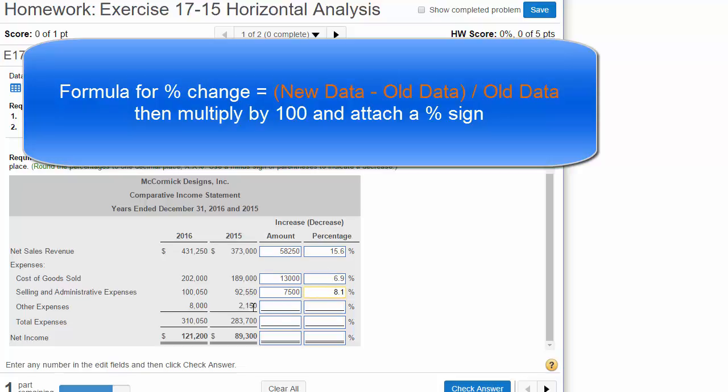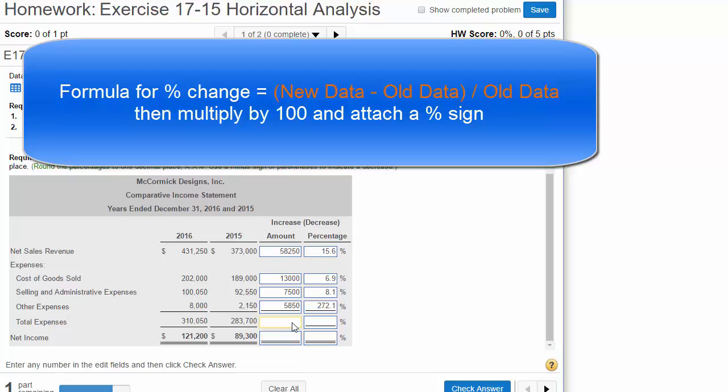Then we've got other expenses. They've increased from 2,150 to 8,000, so the amount of change is 5,850. That's new minus old. To get the percentage change, we take the new minus old divided by the old, and that gives us 272.1%. Now you might say, wow, this is really bad, these other expenses have increased astronomically. But overall they're still pretty minor in comparison to our other major expenses of COGS, cost of goods sold, and selling and admin expenses.